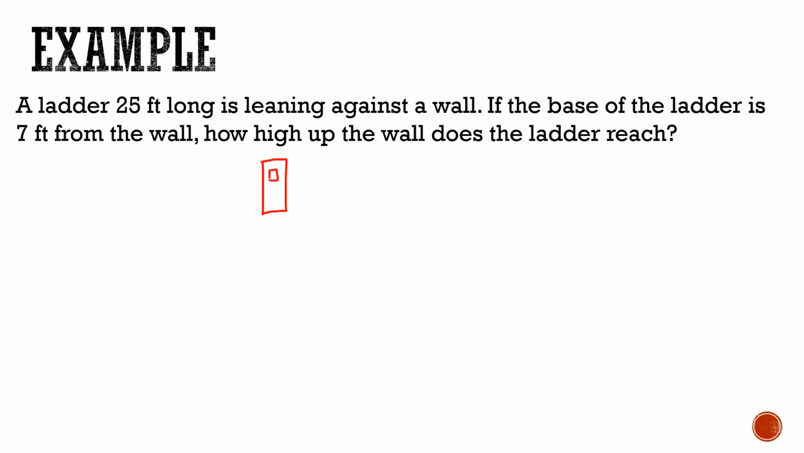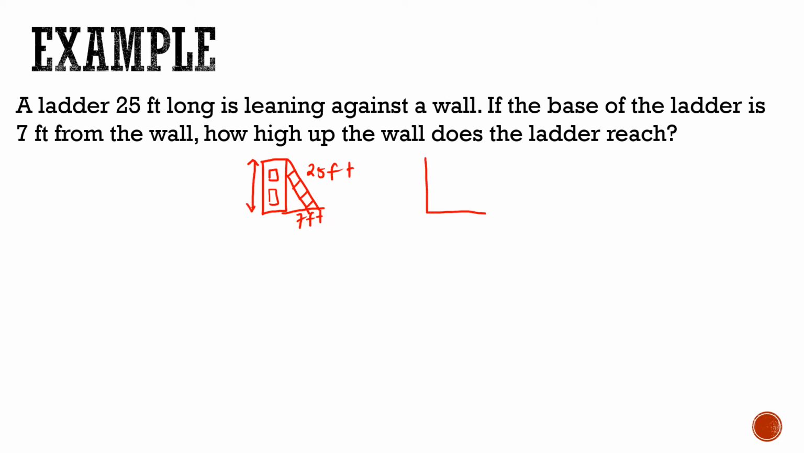there will be a wall and there will be a ladder leaning against the wall. And the length of the ladder is 25 feet. If the base of the ladder is 7 feet from the wall, so from the base to the wall is 7 feet, we want to find out how high up the wall the ladder reaches.